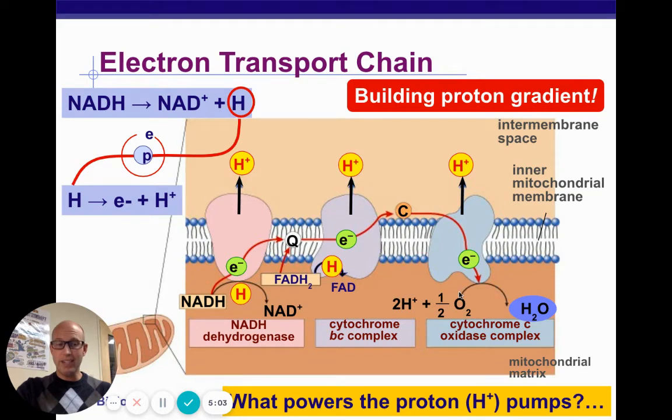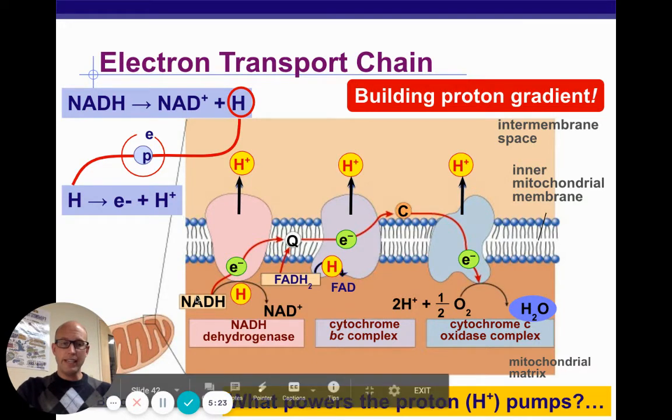Oxygen, waiting at the end, is pulling these electrons to it. Well, what happened to the other part of the hydrogen? The H+, the proton, is actually getting pumped into the intermembrane space. And so all of these hydrogens are accumulating in the intermembrane space, creating a concentration gradient there, a high concentration of hydrogen ions.